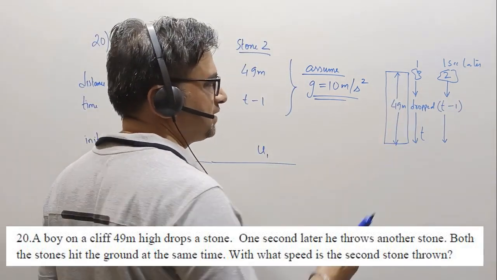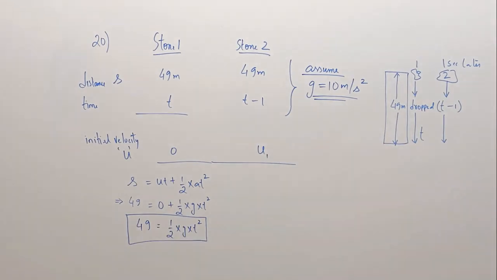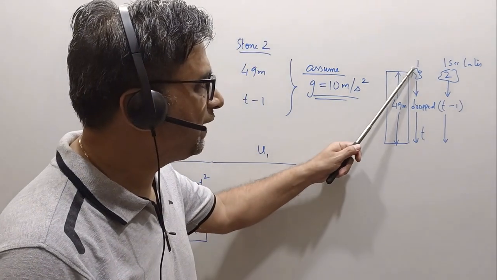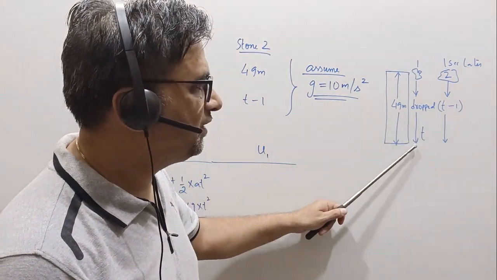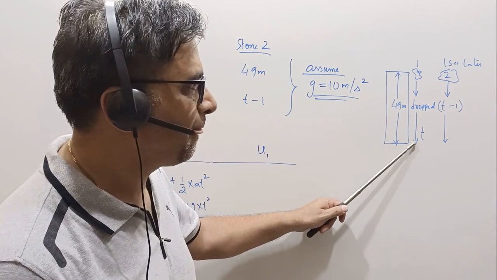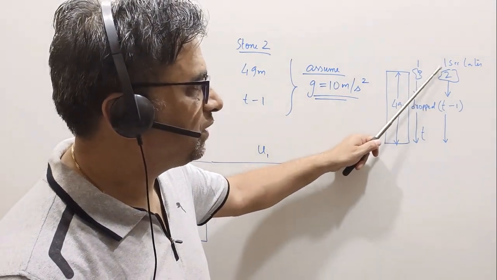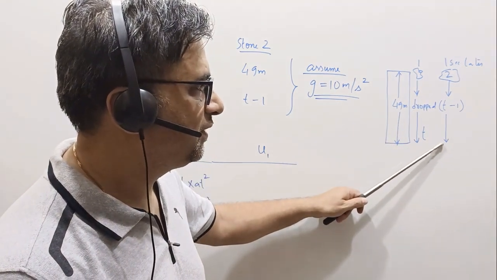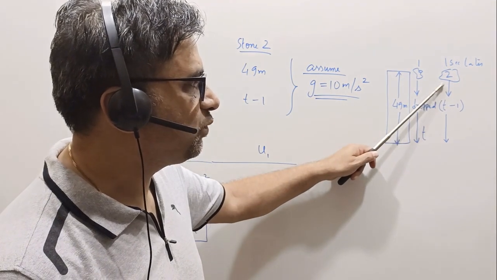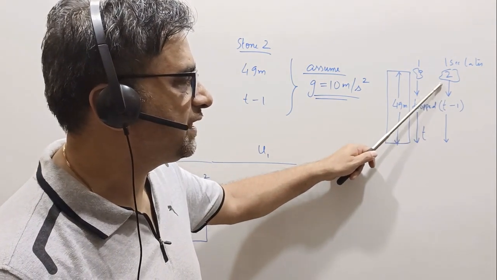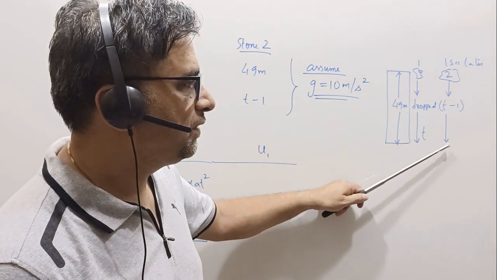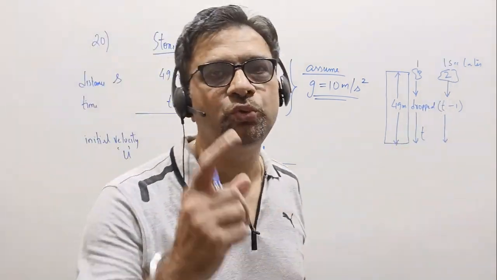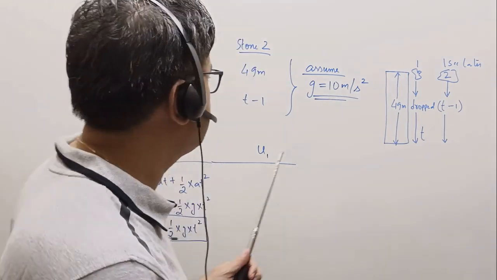Now let me just talk about this scenario one more time. Stone 1 was dropped and it reached the bottom in t seconds. The second one was thrown a second later, and they both hit the bottom together. It means that stone 2 took 1 second less. And this is what we have.